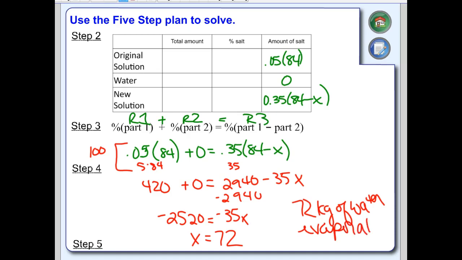All right, so a nice example for each type of mixture problem, and you can start your homework.